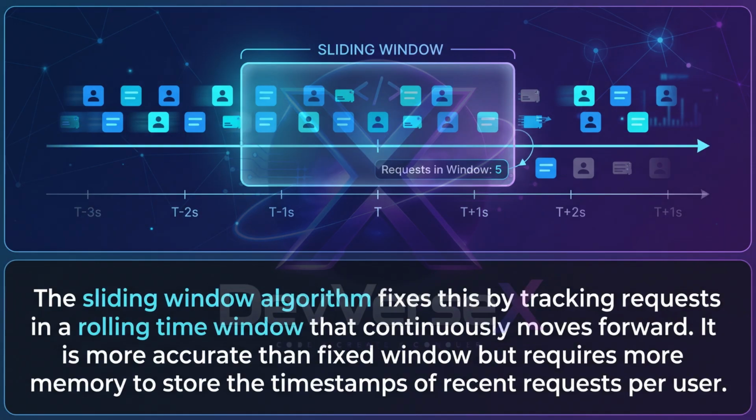The sliding window algorithm fixes this by tracking requests in a rolling time window that continuously moves forward. It is more accurate than fixed window but requires more memory to store the timestamps of recent requests per user.